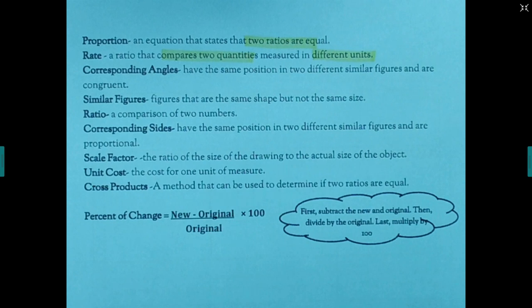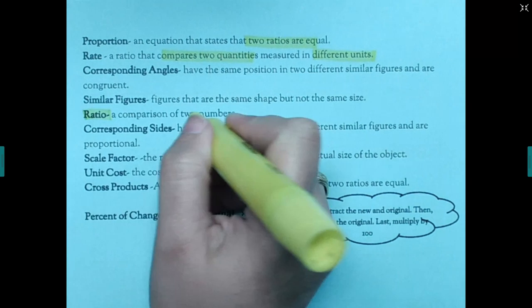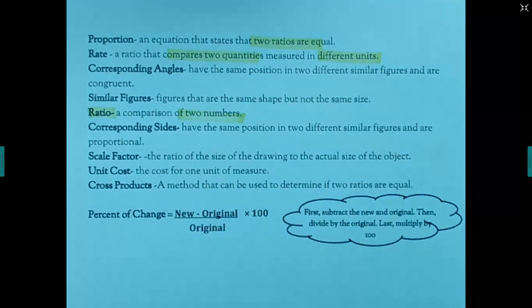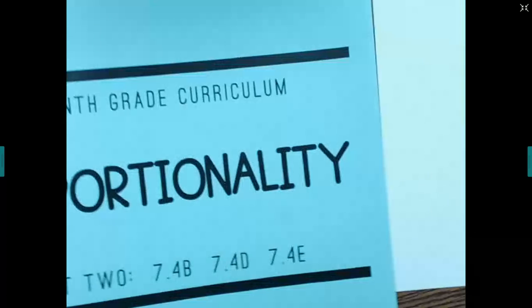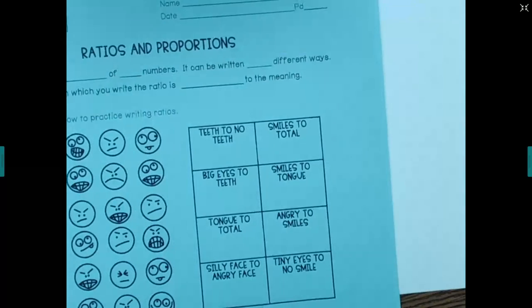And the other word we need for today is ratio, which you did a lot in 6th grade. A ratio is just a comparison of two numbers, okay? So those are the 3 vocab words that we need for today. We'll be coming back and using the other ones later. So we're going to turn to page 4 real quick to do some ratio notes.